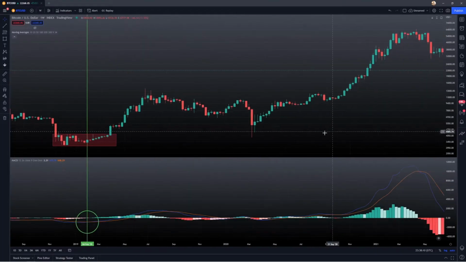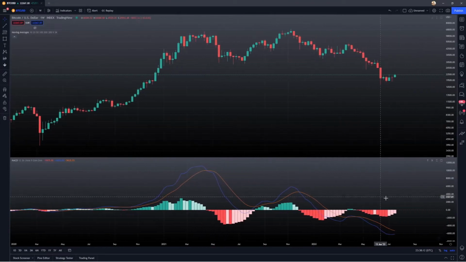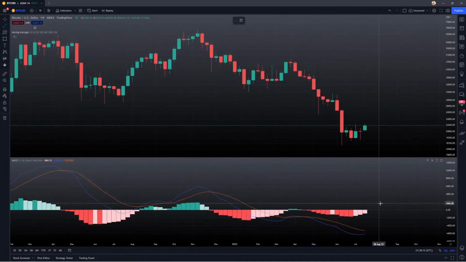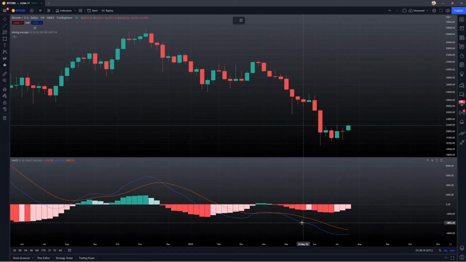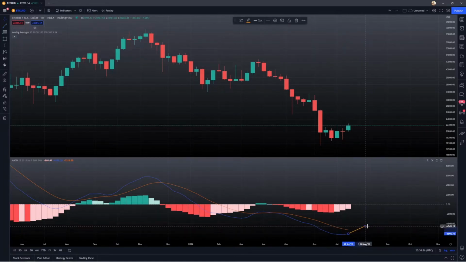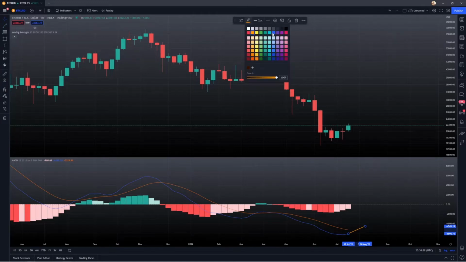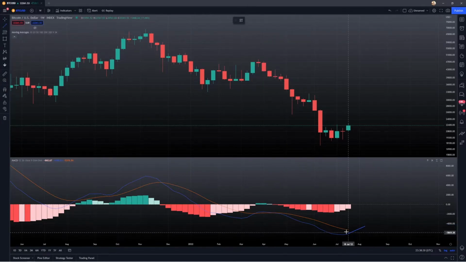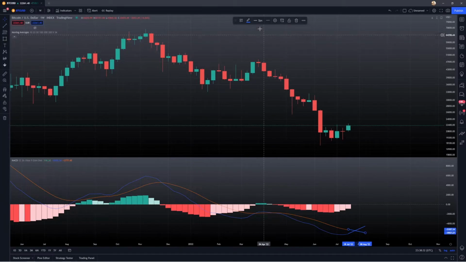So the reason I'm talking about this is because we have a potential cross coming up here in just a few weeks. So if we zoom in, we can see the blue line is starting to slope upwards. It's rounding off, and we have the orange line continuing to decline. So we will be seeing, if I just take a trend line of these current rates of change, a cross in a few weeks, and it's going to be towards the beginning of August.